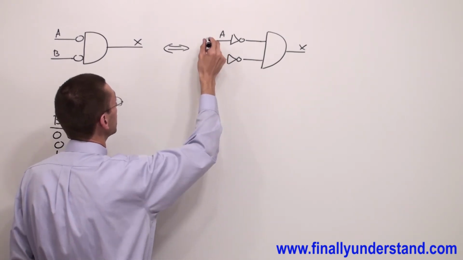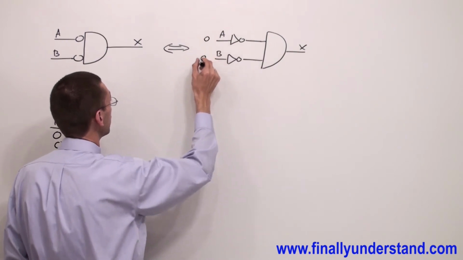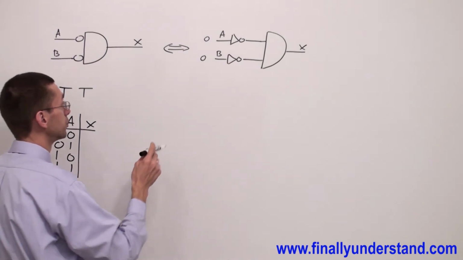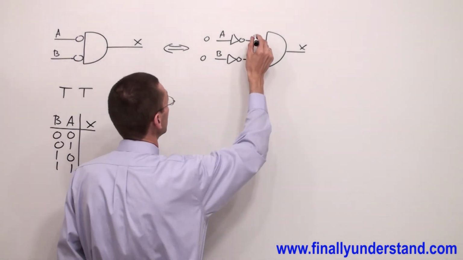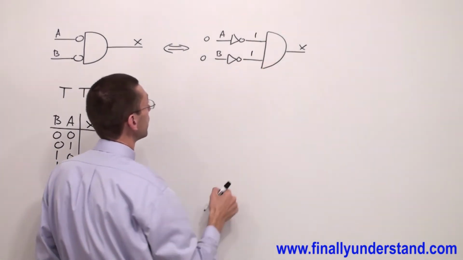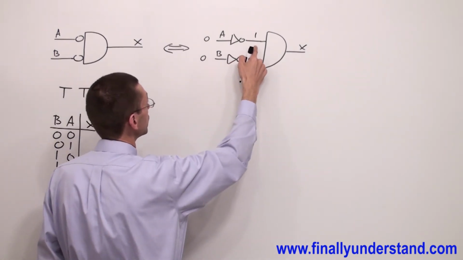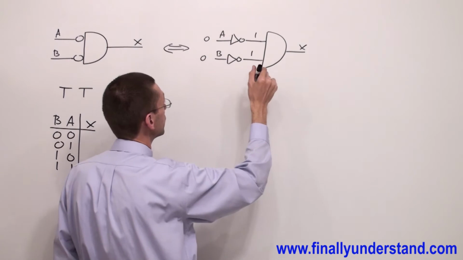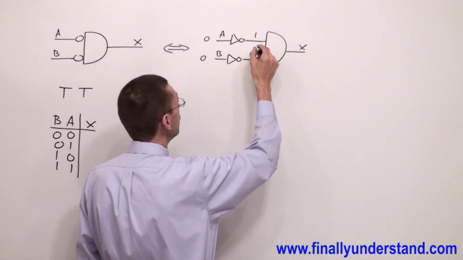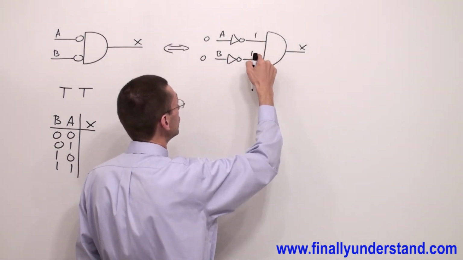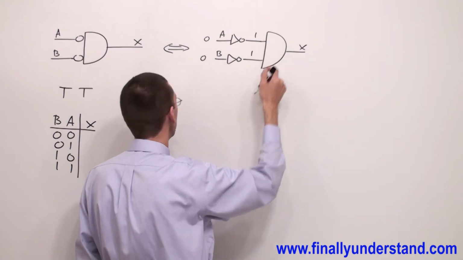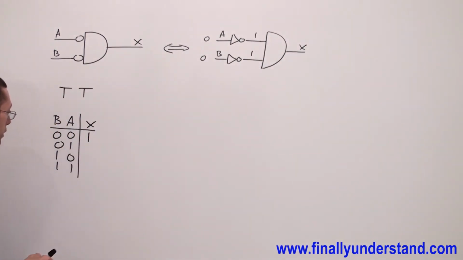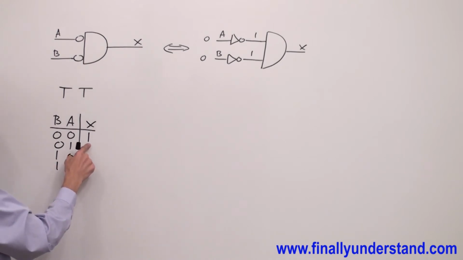Okay, so let's say if I apply 0, 0 combination to both inputs, I'm going to have high, high at the outputs of the inverters. Remember, inverter is going to simply find the complement of the input. When both highs are going to be applied to the AND gate, output is going to be high. Okay, that's why I'm going to write high over here.